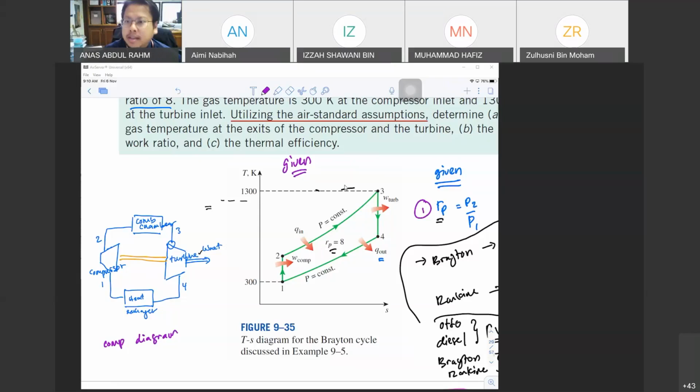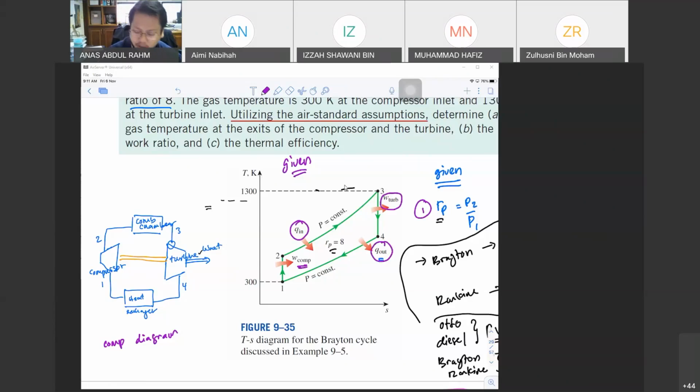So 1 to 2 is the isentropic compression for the compressor. So we have W compressor, W in, and then 2 to 3 is the constant pressure heat addition process. So label, we have Q in, takut kita lupa. And then kita ada isentropic expansion, 3 to 4. So we have W turbine, work out. And then 4 to 1 is the constant pressure heat rejection process. We have Q out. So if you have all this, baru nampak lengkap.